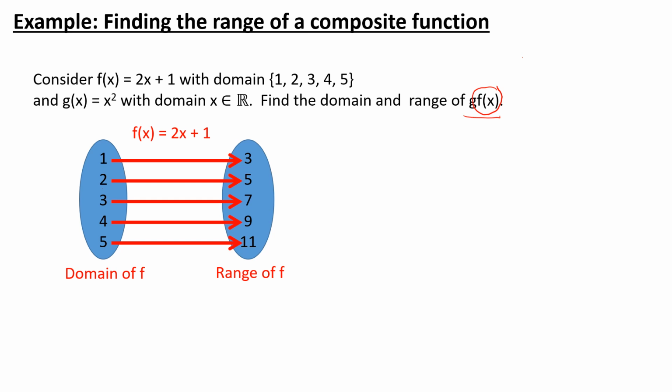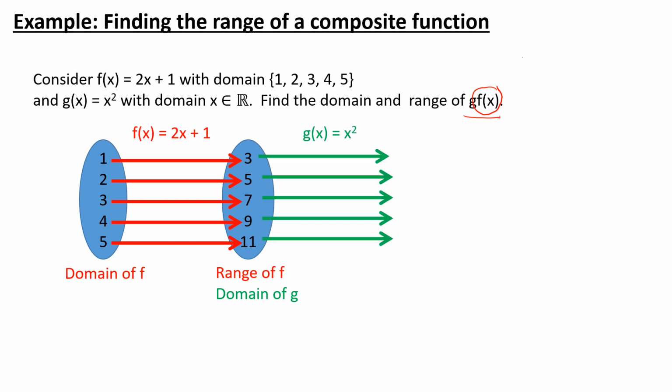Now that I've done function f, I now need to do function g to that. So whatever numbers I've got at the moment, which are 3, 5, 7, 9 and 11, I now need to do function g to those. So those now become my new domain for g. So I put those into function g, which if you remember said just square it. If I square each of those numbers, I get 9, 25, 49, 81 and 121. So those are the numbers that have come out when I've squared 3, 5, 7, 9 and 11.